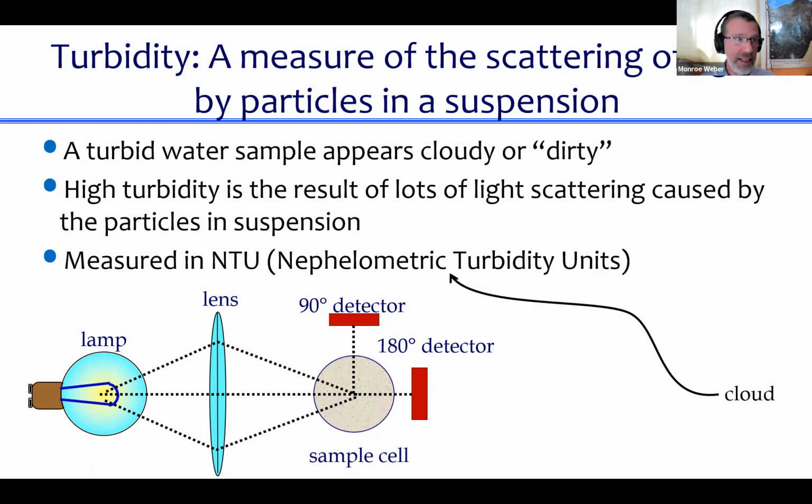Some of it hits a detector that's at 90 degrees. And so if I see anything on that 90-degree detector, it means that there's some cloudiness, there's some particles in that suspension.